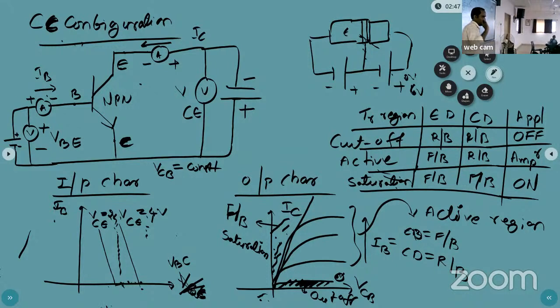If you are increasing this reverse voltage, the junction width increases, so the current is decreased. So that's why the graph is like that. That is the common collector configuration, the input and the output characteristics. Output characteristics of the common collector is same as common emitter configuration.